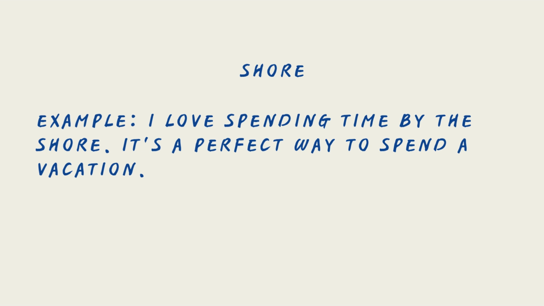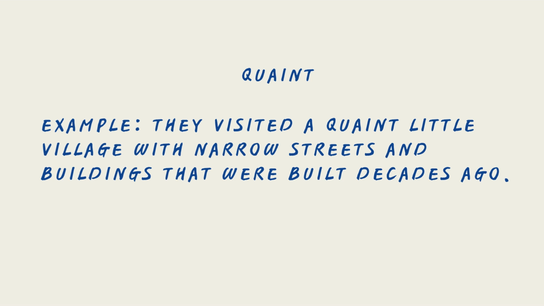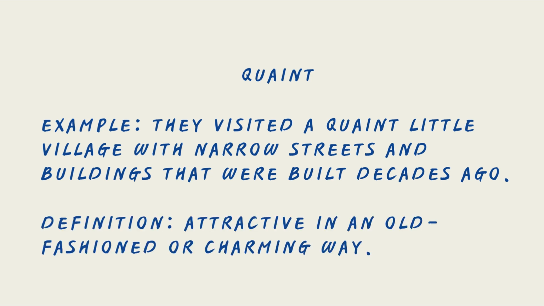Shore. Example: I love spending time by the shore. It's a perfect way to spend a vacation. Definition: the land next to a sea, lake or river. Quaint. Example: they visited a quaint little village with narrow streets and buildings that were built decades ago. Definition: attractive in an old-fashioned or charming way.